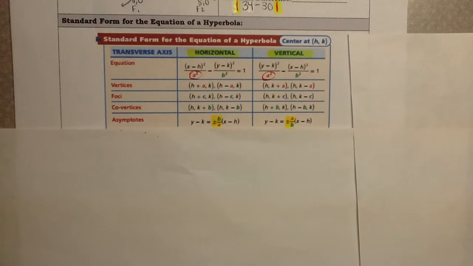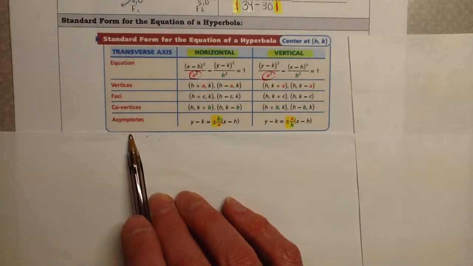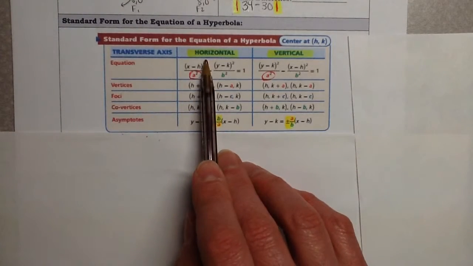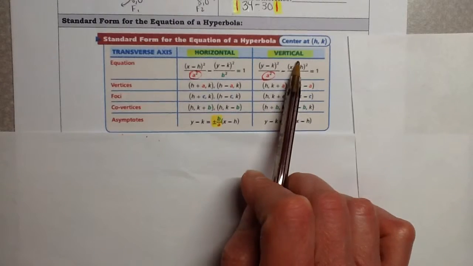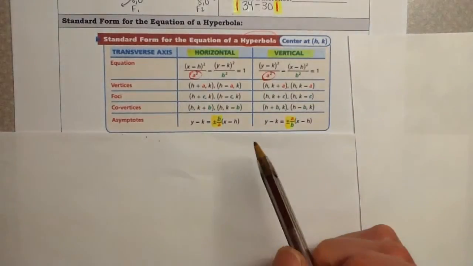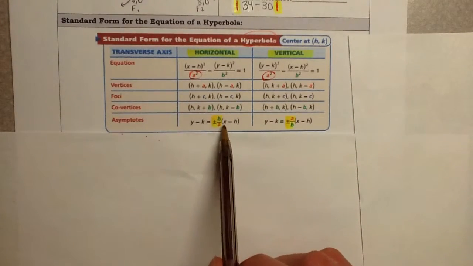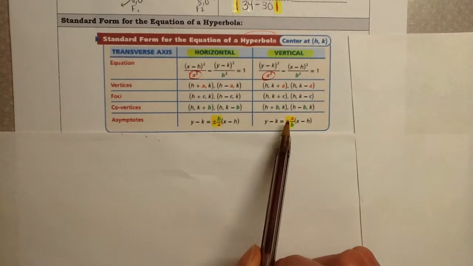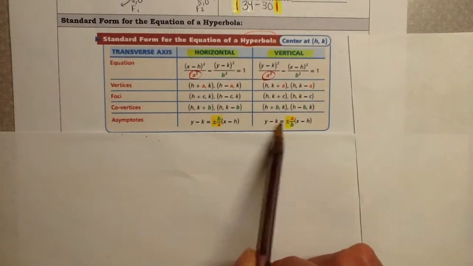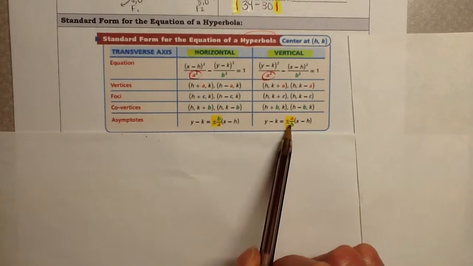Another thing that I want you to notice is that we have asymptotes. And again, we'll talk about the actual graphing, but for today I'm just going to have you pick them out from an equation. So you need to first decide if it's a horizontal or a vertical hyperbola, and then you'll be able to tell if the slopes are positive and negative b over a or positive and negative a over b. So these are really easy to find. We're not writing the entire equation. Again, we are just writing the slopes.